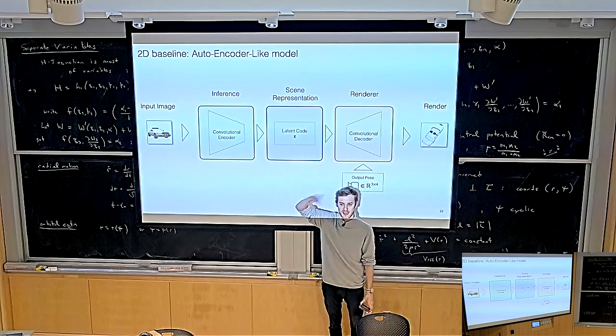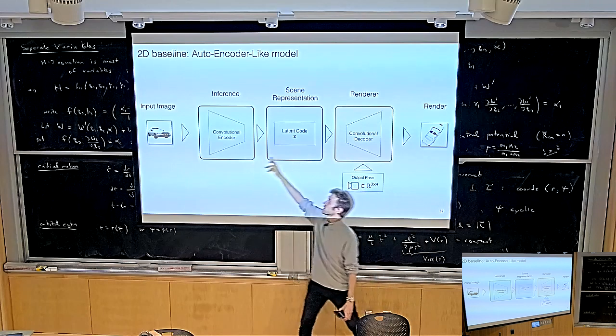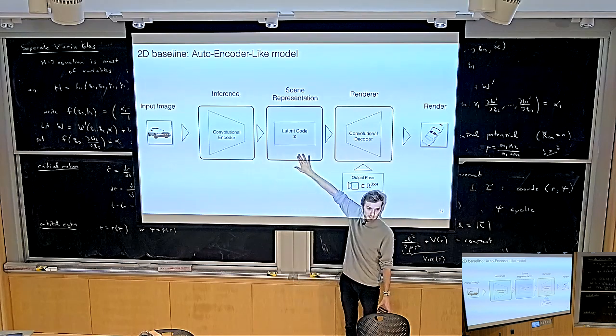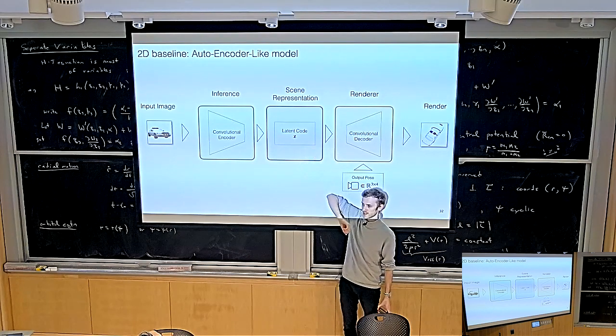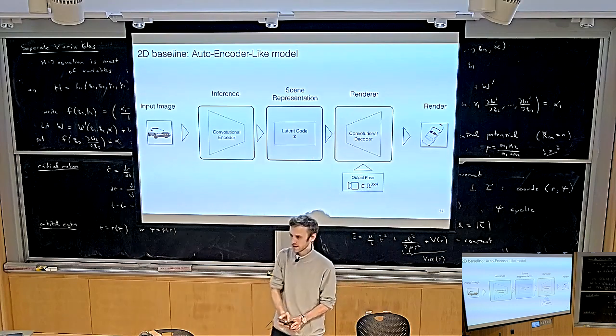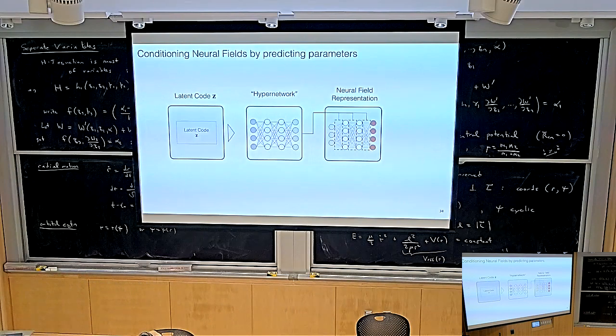So we're going to do the same thing as with the autoencoders. We're going to have our convolutional encoder. It's going to output a latent code. And now the only thing we have to invent is the way of getting from the single latent code to all the parameters of our neural network, right? Okay, let's build that. So what are we going to do?